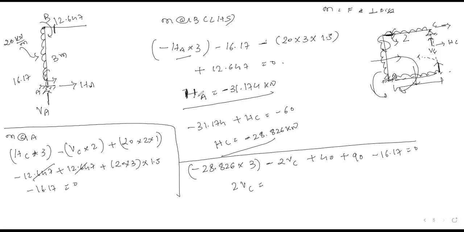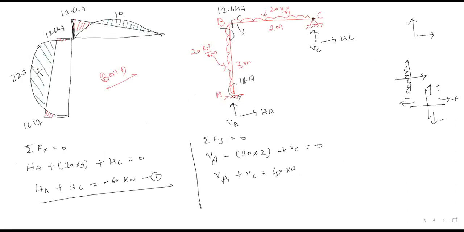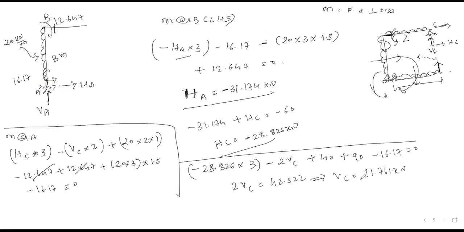So your VC will be 21.76. Check karo. 2 VC equal to 43.522. So VC should be equal to 21.761. And put it in equation number 2, we will get VA minus 40. So we will get VA equal to 18.239.